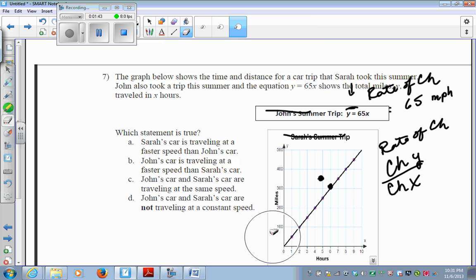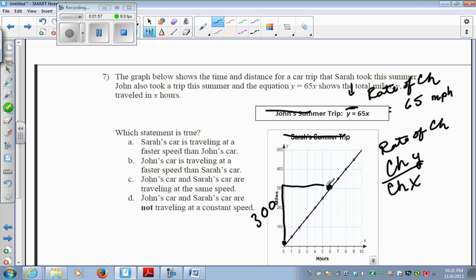So in Sarah's case, this point is at 0, 0. This point is at 6, 300. So if I go up from that point to that point, it went up 300. Then it went over from 0 to 6, so it went over 6. So my y values changed by 300. My change in my x values increased by 6. 300 divided by 6 is 50 miles per hour.